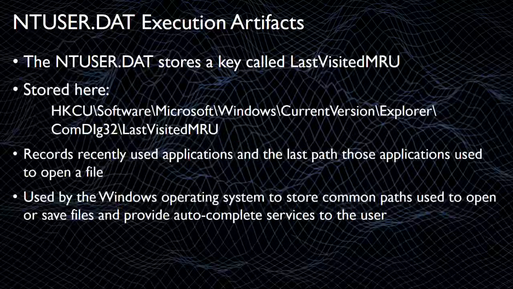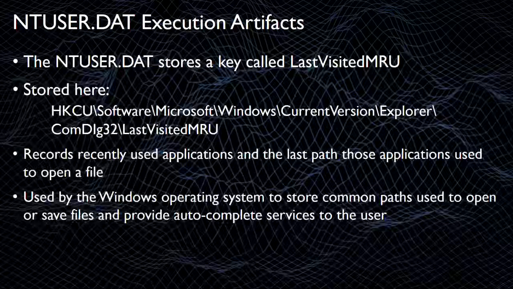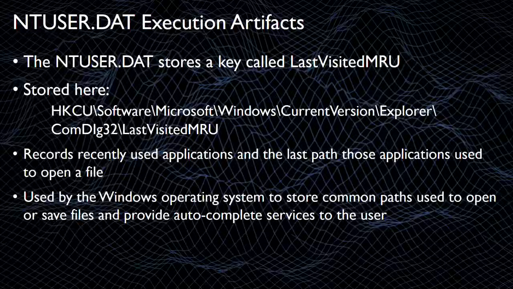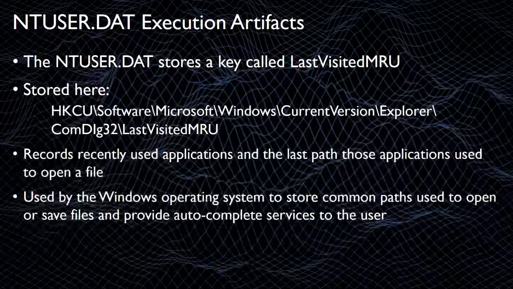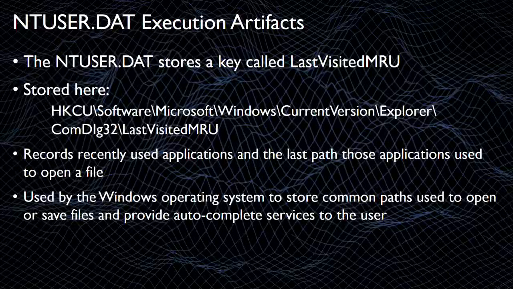There's also LastVisitedMRU. Anything MRU is most recently used. Again, Windows is really good at remembering what things you've clicked on and recommending the same folder you saved a file in last time. It's all about usability. So it's stored in this registry key, and it basically holds recently used applications and the last path those applications used to open a file. So common paths, like I mentioned, autocomplete.